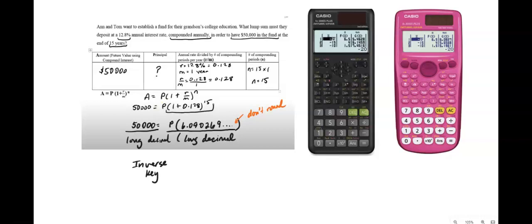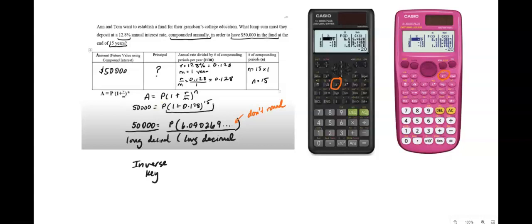So I'm going to show you all how to use the inverse key on this Casio FX300ES Plus calculator. And you might have other inverse keys on other calculators. You can always email me the model of calculator that you're using, and then I can give you some insight as to which button is the inverse key. So here's how this will work.